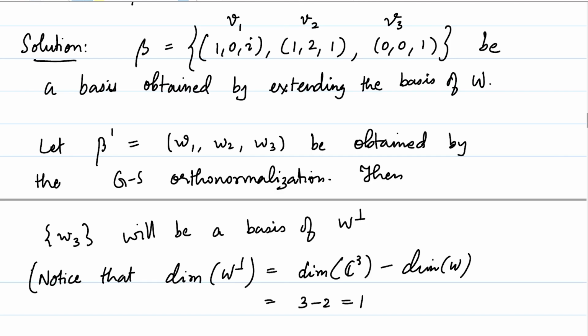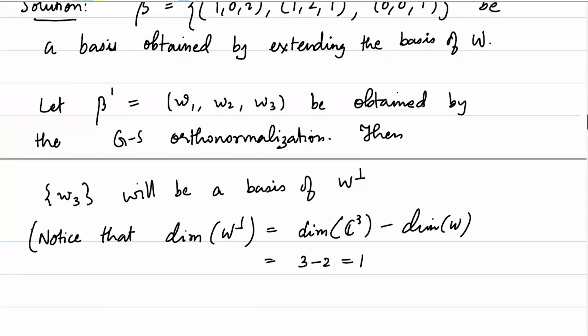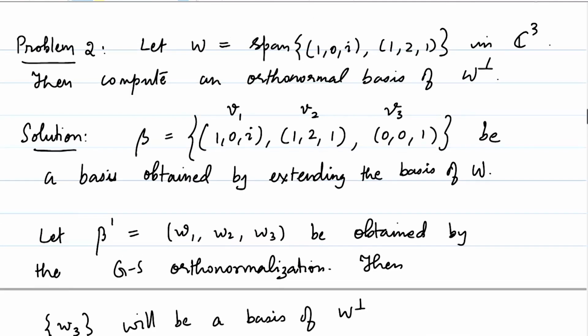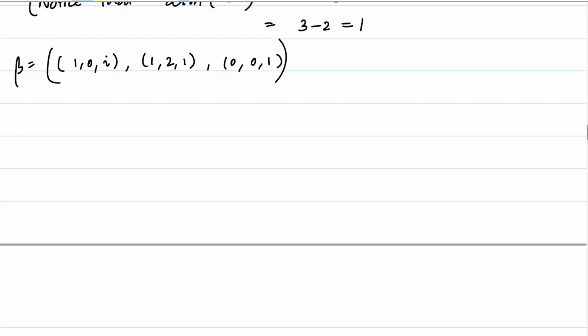And let's jump to computing the vector W3, which is obtained by orthonormalization of beta. So recall what beta was. Beta was (1, 0, i), (1, 2, 1), and let's take the next one to be (0, 0, 1). So this is our beta, the ordered set consisting of these three vectors. Okay, so what will be W1 prime? W1 prime will be just (1, 0, i).